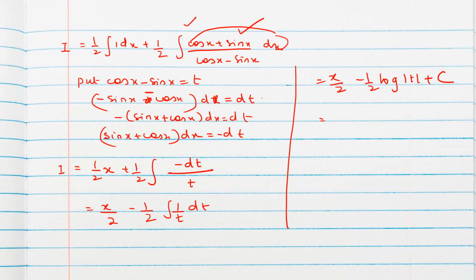Okay, so we can write t as cos x minus sin x. This is our final answer.